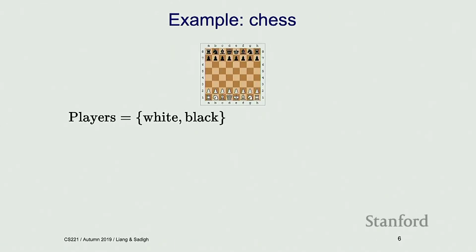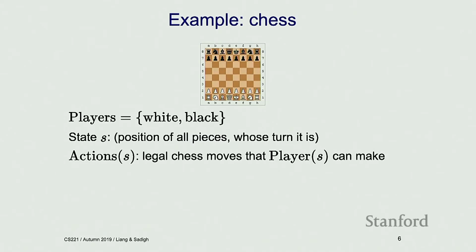So we have a game of chess. Players are white and black. Let's say you're playing for white, so the agent is white, the opponent is black. And then the state S can represent the position of all pieces and whose turn it is. So that is what the state is representing: whose player's turn it is, and then the position of all pieces. So actions would be all the legal chess moves that player S can take. And then isEnd basically checks if the state is checkmate or draw. That is what it is checking.